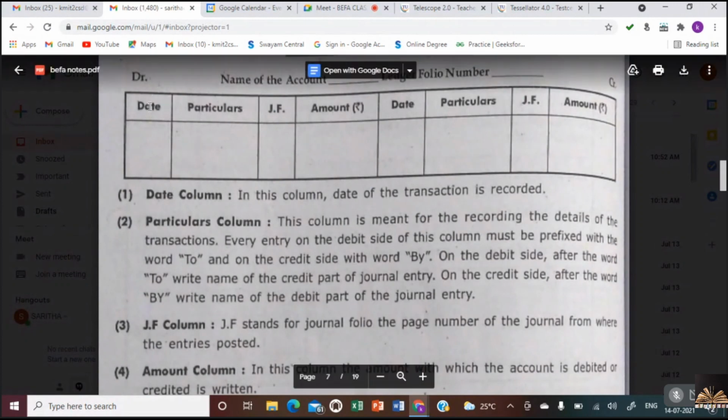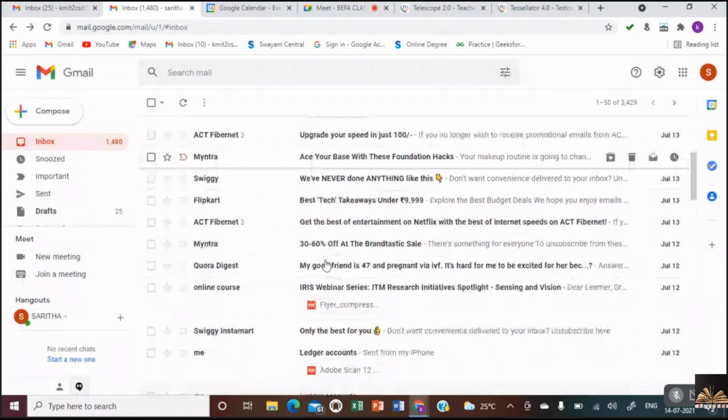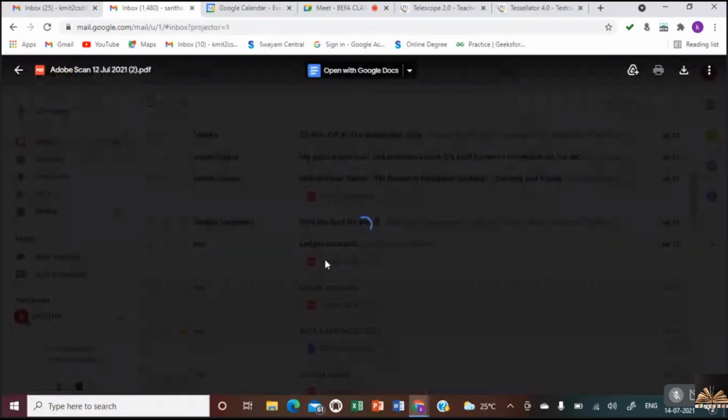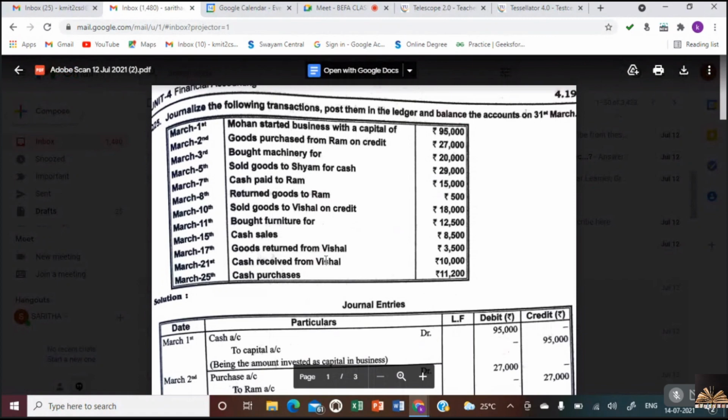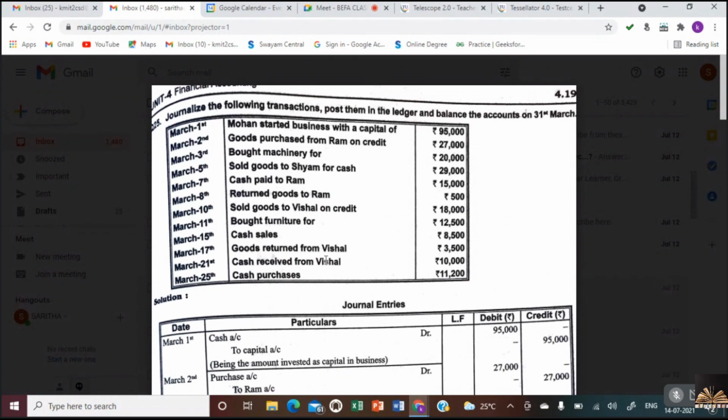Okay, now coming to the problem. This is the problem which we did yesterday, isn't it, Nana? Can you see? We have passed the journal entries for this problem. Can you hear me? Yes, ma'am. So this is what we did yesterday, the day before Monday. We have done the journal entries for this problem, isn't it? Yes or no?